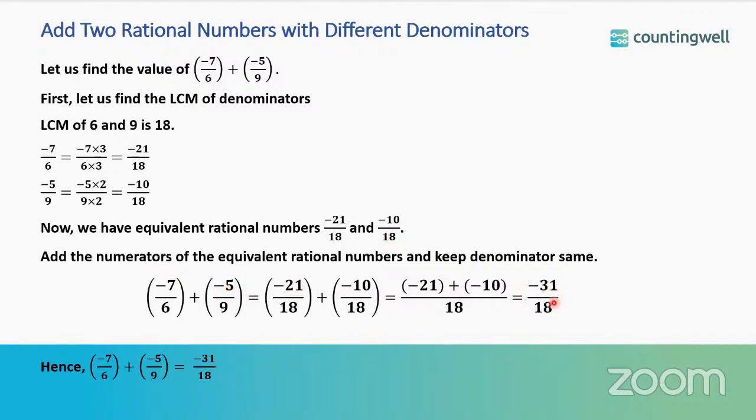So we have minus 31 by 18. Hence, minus 7 by 6 plus minus 5 by 9 is equal to minus 31 by 18. I hope the steps are clear now.